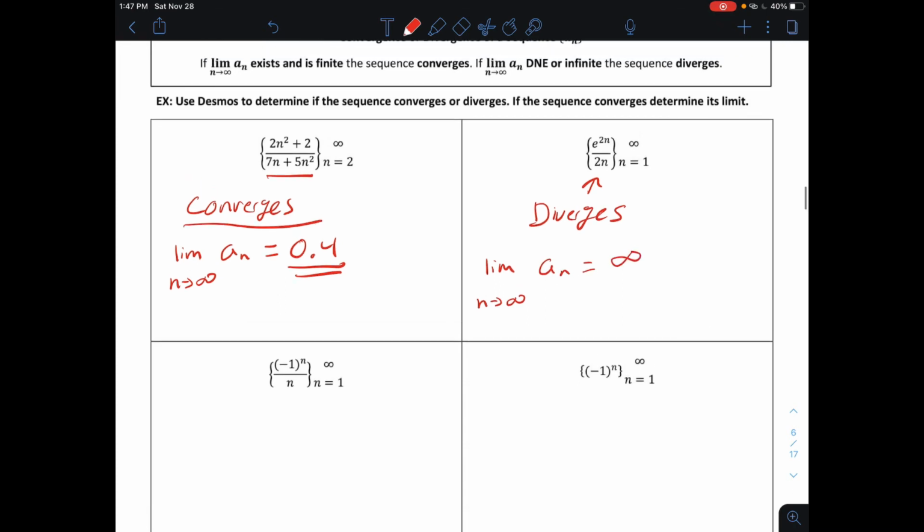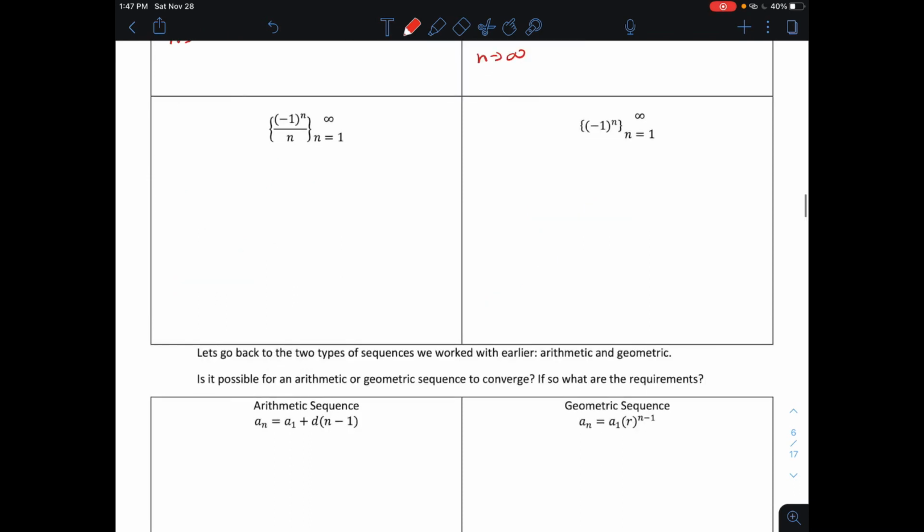Therefore, the limit doesn't exist, and the sequence diverges. All right, now let's look at our next one. So (-1)^n divided by n. And let's see if that sequence will converge or not.